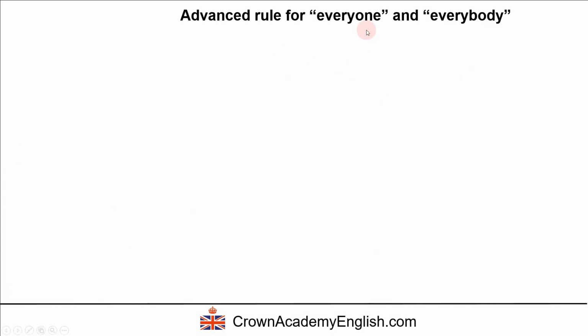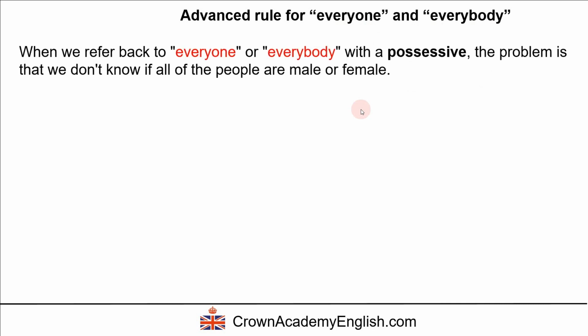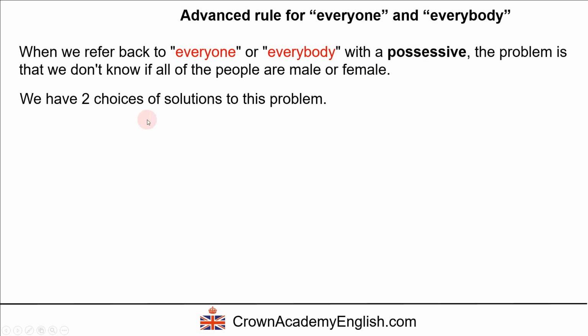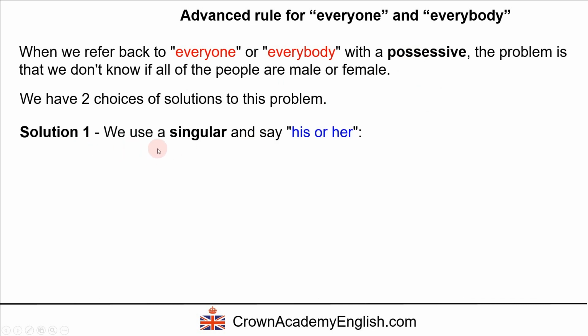Now, there is an advanced rule for everyone and everybody. We're talking about people with this, and with people we can also have possessives. We can talk about possession. When we refer back to everyone or everybody with a possessive, the problem is that we don't know if all of the people are male or female. In English, with possessives, we have male or female, his object or her object. So we don't know which one to use. We have two choices of solutions to this problem. Solution one is we use a singular and we say his or her.